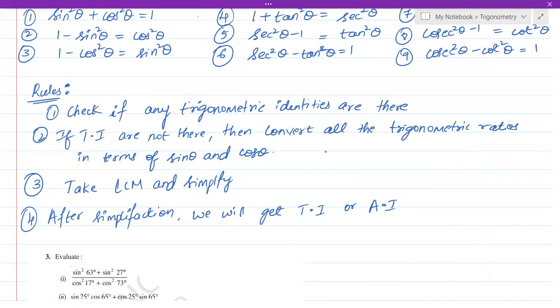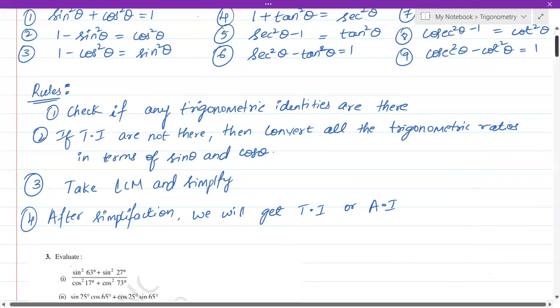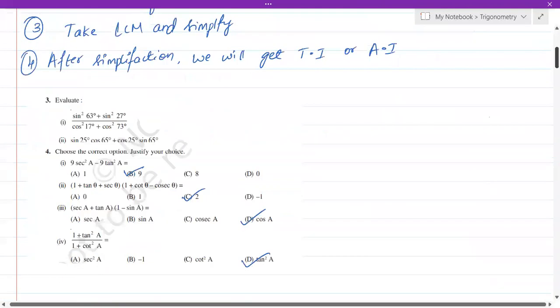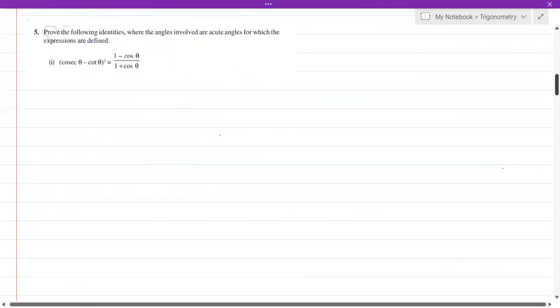TI stands for trigonometric identity. AI stands for algebraic identity. So you will either get a trigonometric identity or algebraic identity. Use it, you will get the final answer. Okay. Now let's get into the first question.